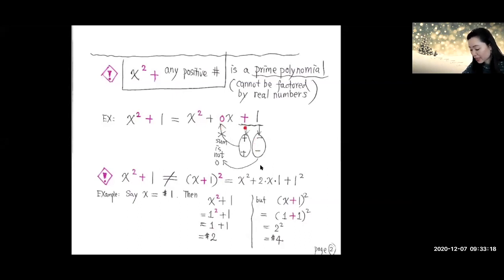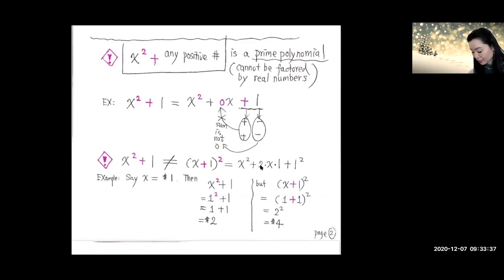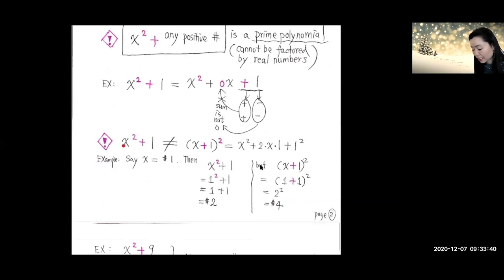So there's no way you can have two numbers multiply to get this positive number and sum to 0 in the middle, right? So we cannot factor this. You can actually prove it, but it might take a little bit longer. So x squared plus 1 is a prime polynomial, cannot be factored by real numbers. You can factor that by something called imaginary numbers, but we are talking about real numbers right now. So we say that it's a prime polynomial.